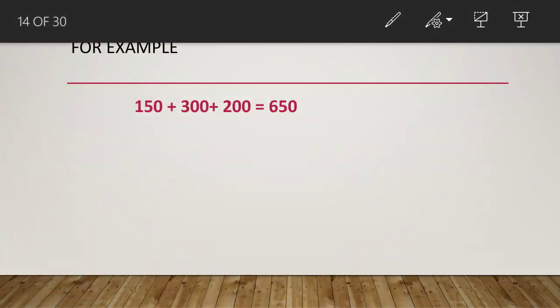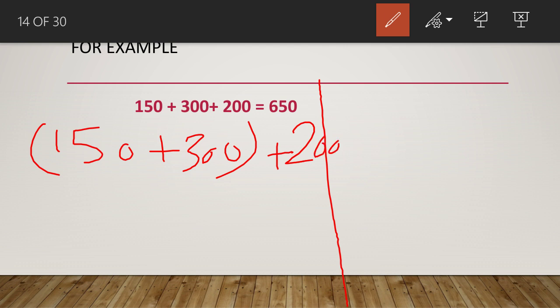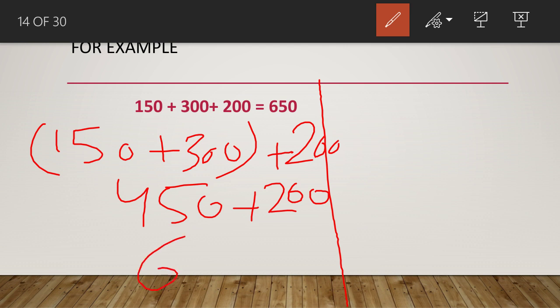Let's take an example. Here we have three numbers. We will understand this question with the help of two situations. In first situation, we will group and add 150 and 300 together. And then we will add the answer to 200. So 150 plus 300 is equal to 450 plus 200. And 450 plus 200 is equal to 650.